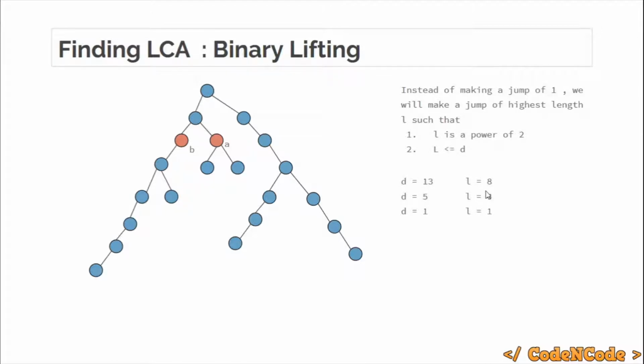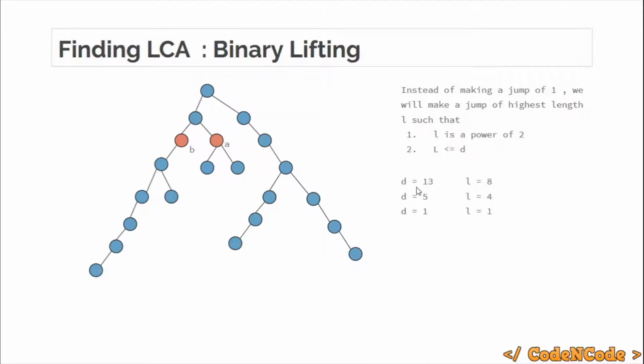So you can prove this fact that L is at least half of D using proof by contradiction. It is easy to prove, so I'm leaving it as an exercise for yourself. It is literally too easy to prove, so leaving this as an exercise. So L is at least half of this. So what is happening here?